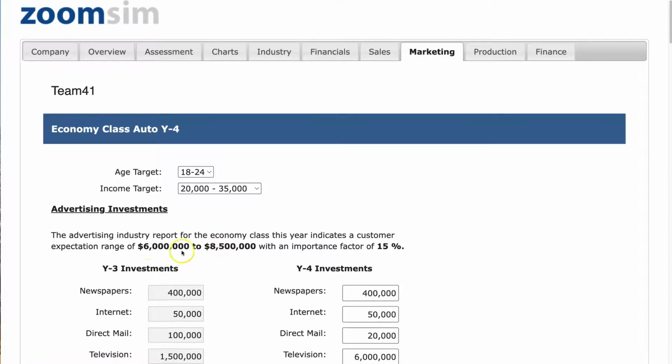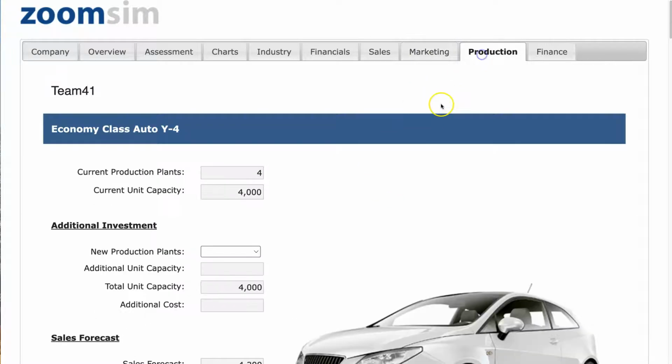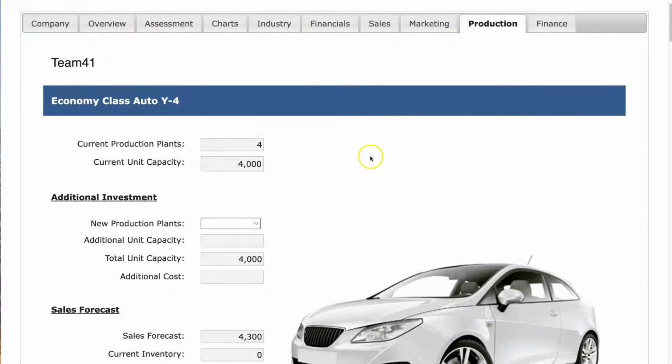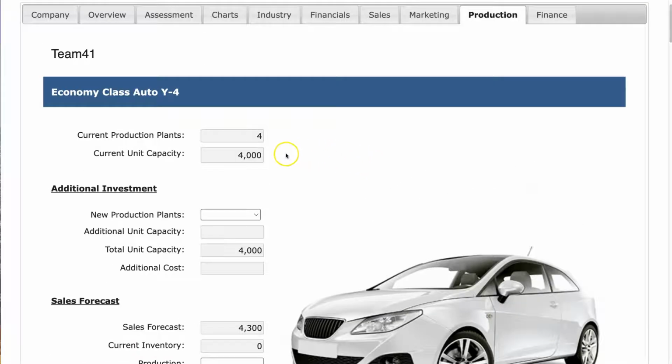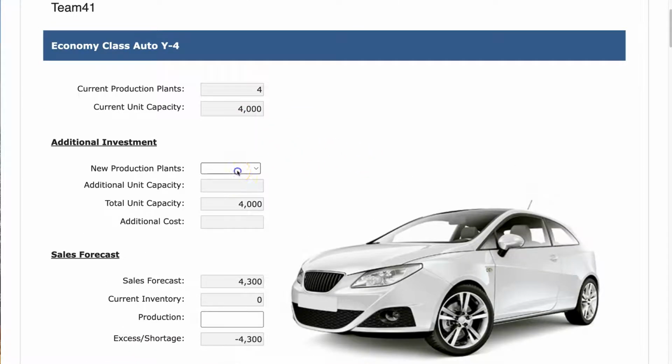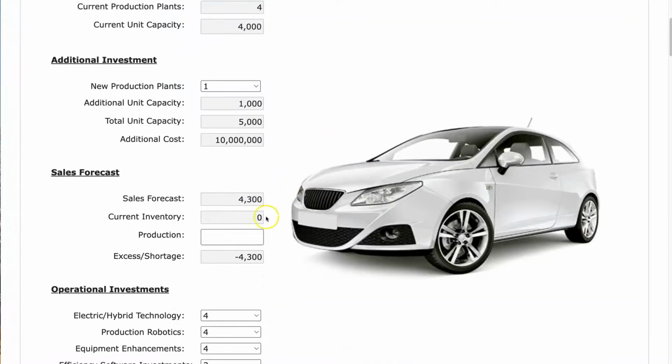Okay, I'm done with the marketing. I've seen that the range of the marketing has gone up quite a bit because of the competition and the growth of the industry. Marketing budgets have moved up quite a bit. So you're going to be marketing a lot more than you did in the previous round. And that's typical in a growing market, growing business. You're going to pay more for marketing. Okay, so here, let's see. I'm going to need one more production plant here.